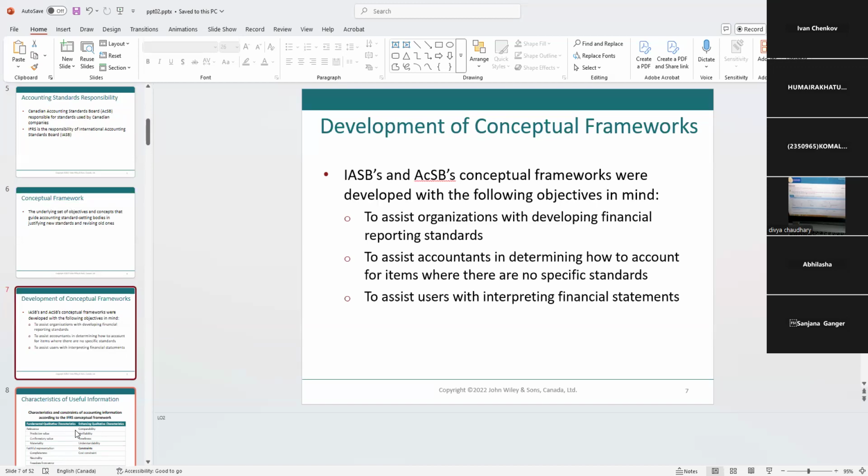Why do we need the conceptual framework? First, to help organizations develop financial reporting standards. Second, to assist the preparers of the financial statements to determine which account is affected. And the last thing is to assist the users to interpret the financial statements. So there are three uses: helping organizations develop the financial standards, helping accountants prepare the financial reports, and helping users interpret those financial reports.